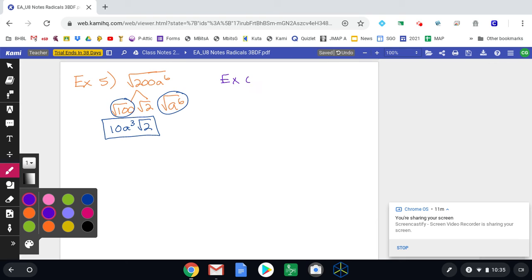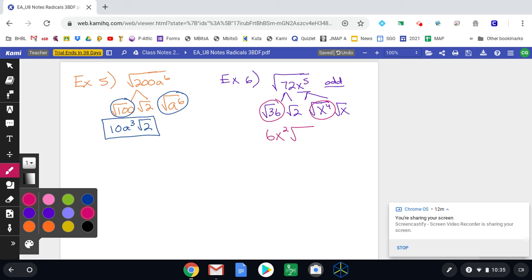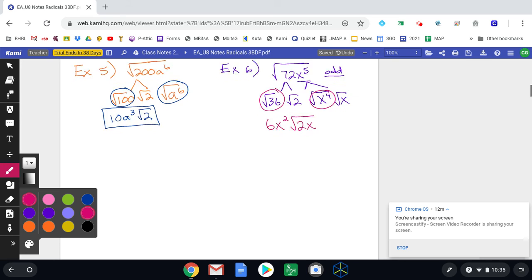Okay, let's try another one similar to that. Let's try the square root of 72 x to the 5th. Now, notice this is an odd power. So first, we're going to worry about the 72. And the 72 is 36 times 2. Now the x to the 5th. Notice that it's odd. What's going to happen there is I'm going to break this into x to the 4th and an x. So I pull out the biggest even number that I can. So now I'm looking for which ones are going to be perfect. So perfect, perfect. This is going to give me a 6 and an x squared. And everything else that didn't make it out stays underneath the radical.